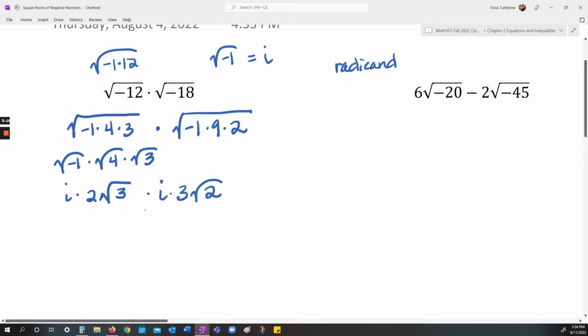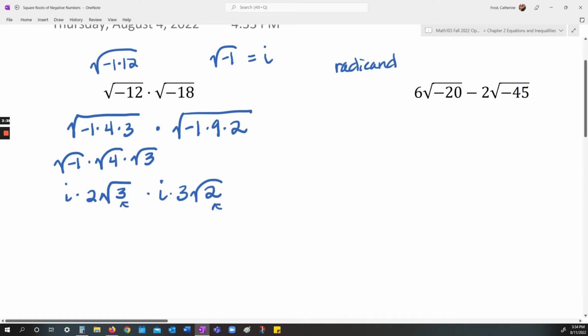Now we're going to multiply the stuff outside the square root together and multiply the stuff inside the square root together, because now we have positive numbers under the square roots. These are real numbers, right? We're taking the square roots of positive numbers. So now we can use that little formula that we were talking about.